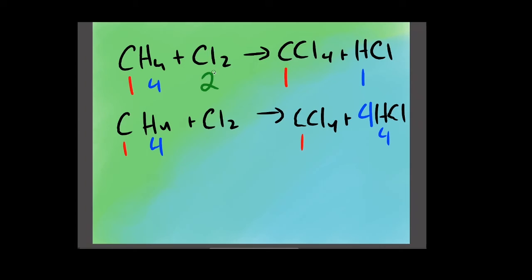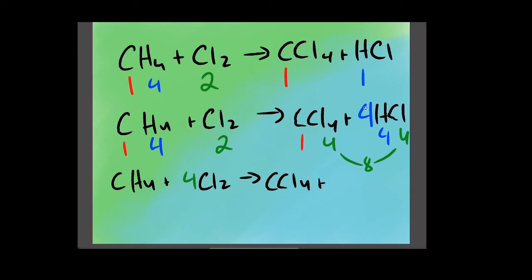Now there are 8 chlorine atoms on the product side due to the number of HCl molecules being increased to 4, whereas there are only 2 atoms on the reactant side. We increase the coefficient of Cl2 to 4, which would result in 4 times 2 equals 8 chlorine atoms. The equation is now balanced. Now try solving one for yourself. Consider the following equation. Try to balance it by yourself.